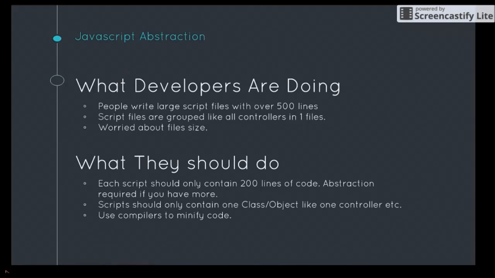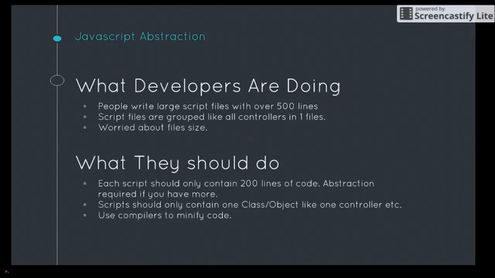The second thing is, scripts should only contain one class or object per script file. So it should be just one controller in the controller script, nothing else. Don't try and group things together. It makes things messy when 3 or 4 people are working on the same project on different scripts. If you're all working on the same file, it's going to cause conflicts and merge issues, and it's hard to work when there's lots of other code in the way. It confuses you. So it's best to keep one object, one class per file.